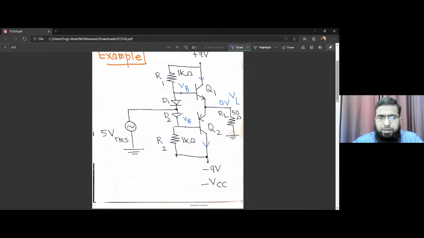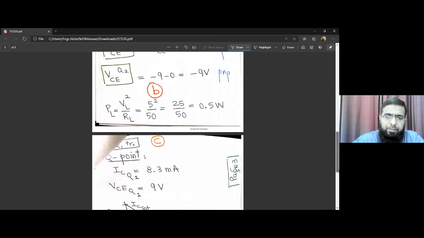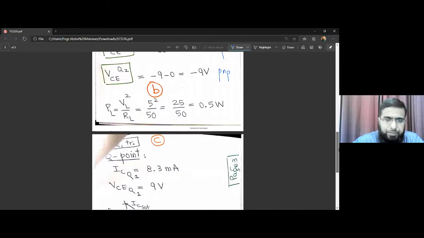So 5 volt RMS. It is already RMS, so we can directly plug it in the formula VL squared over RL. If it would be peak, we would multiply it by 0.707. So it's RMS, we will plug it in directly. 5 squared over 50 comes out to be 0.5 watt.